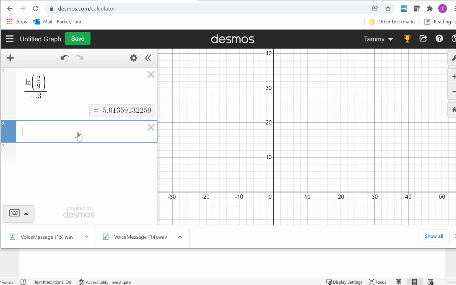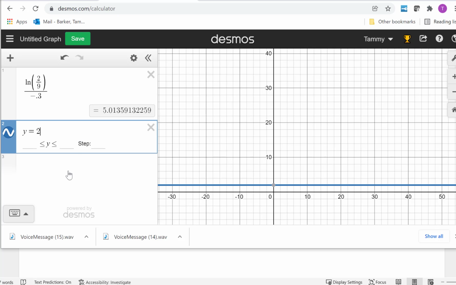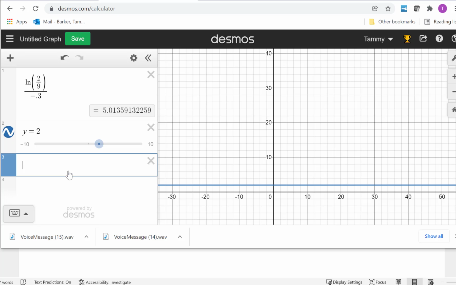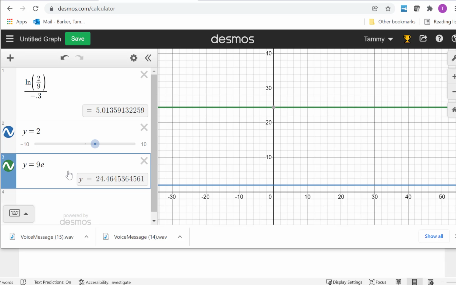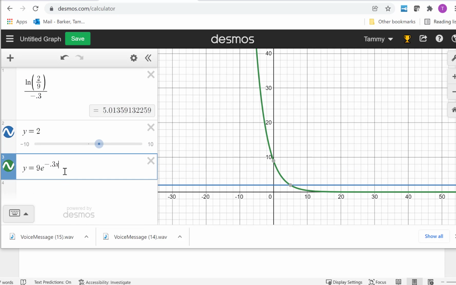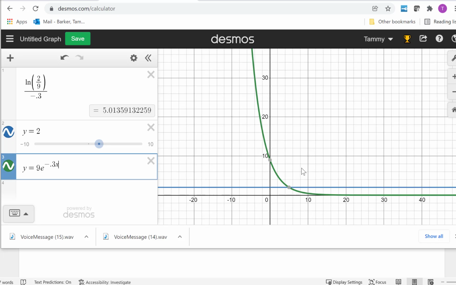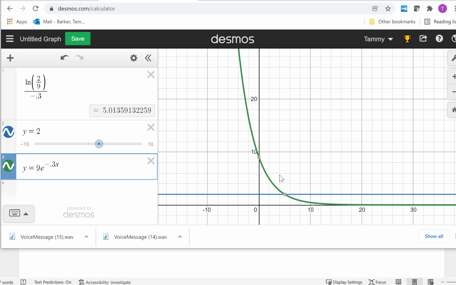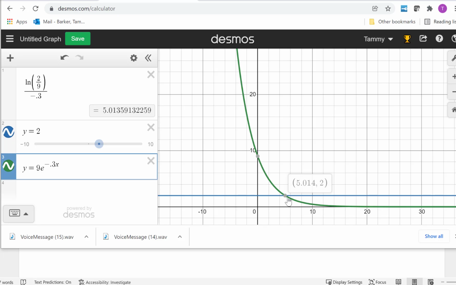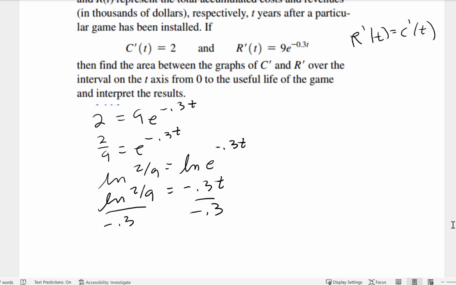Now, if you don't like the algebraic approach, we could also do an approach where we graph it. So I'm going to type y equals 2. That's going to represent the marginal cost, and then I'm going to put in y equals 9e to the negative 0.3x. And that way I can graph the two, and I could look for the point of intersection. So I'm going to zoom in a little bit so you can see, and I'm just going to click on it and see that 5.014, that's the same number. So I can see either way I get that the useful life should be 5 years. So we found out that t is equal to 5.